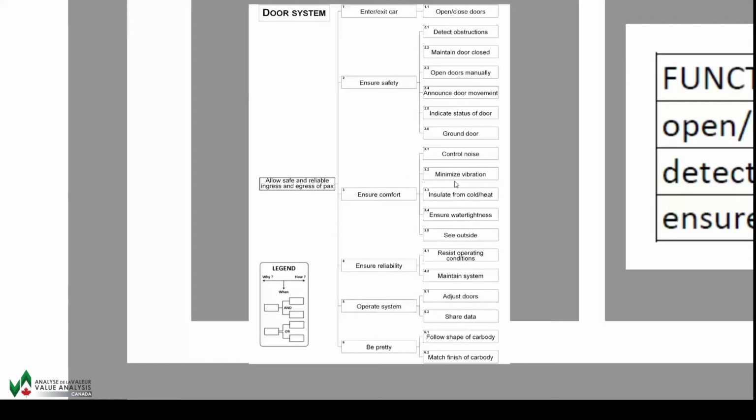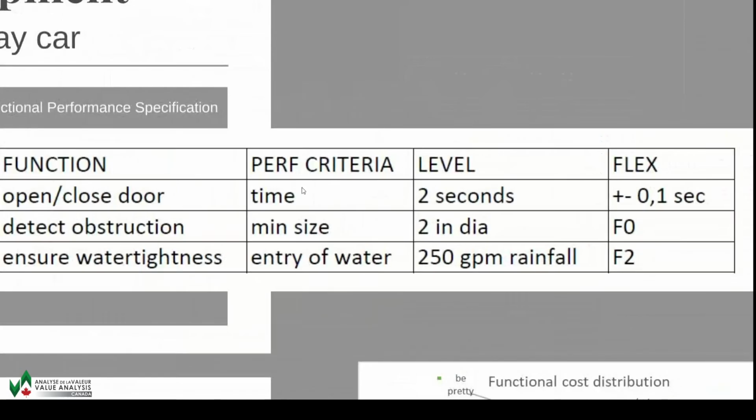So once the function diagram is done, we can use it for many purposes. And one of the purposes is to make sure we have all the performance specification well described. So for example, the function open, close door, there will be a performance criterion identified, which would be the time, how long does it take to open or to close the door. And the level would be, I just put different information here. The level would be 2 seconds, and it would be plus or minus 0.1 second.